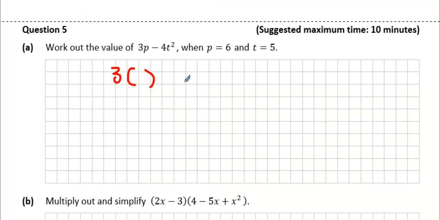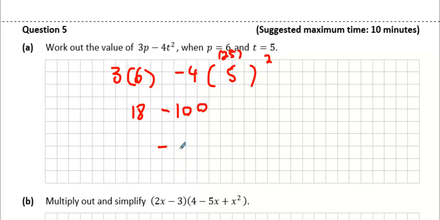Next one, work out the value. So it's 3 times whatever P is minus 4 times whatever T is squared. So 3 times P is 18. 5 squared is 25. Minus 4 multiplied by 25 is minus 100. 18 minus 100 is minus 82.